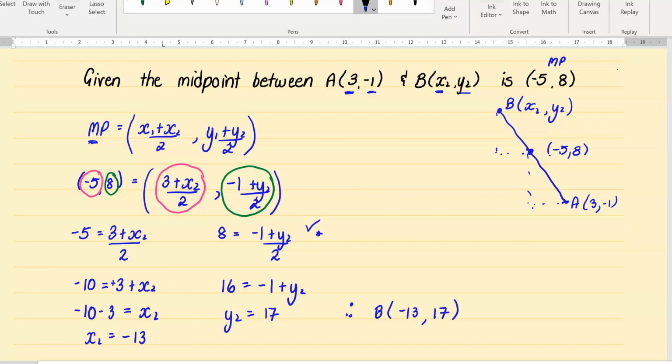If this was a test or an assignment, I would actually now substitute my B value and my A value into my formula and see, do I actually get my coordinate of minus 5, 8? How many ways can I write this question? I can keep saying, given the midpoint between these 2 points is, or I could say, what if I have a circle, instead of calling this the midpoint, I could call it the center of the circle. And A and B, instead of calling them points A and B, I could call them ends of the diameter.